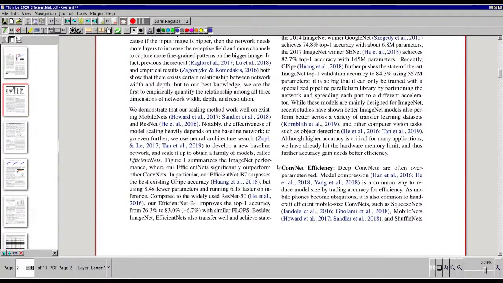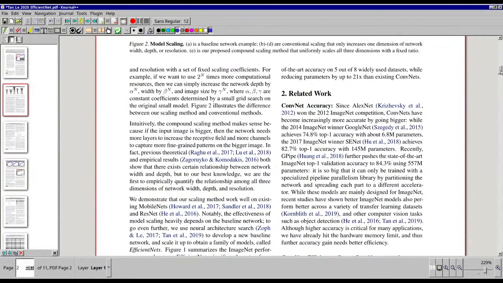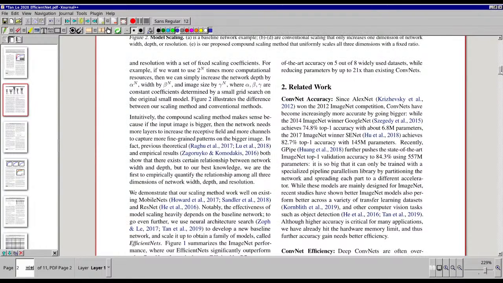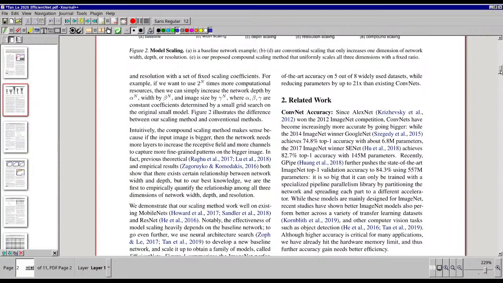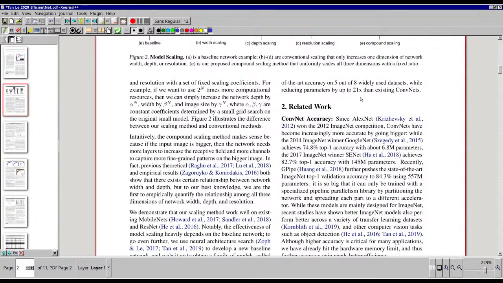Besides image classification, EfficientNets also transfer well and achieve state-of-the-art accuracy on 5 out of 8 widely used datasets, while reducing parameters by up to 21 times compared to existing ConvNets.